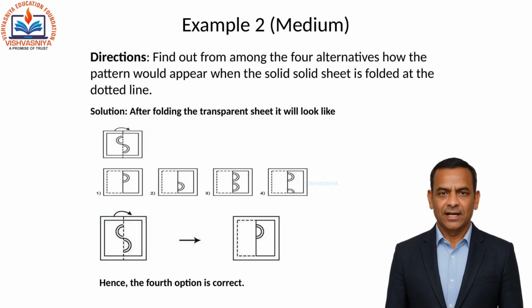Now, let us try a slightly tricky question. A transparent sheet has a pattern. You're asked to fold it horizontally along a dotted line and choose how it looks after folding. Here, after folding, the designs overlap perfectly. Correct answer: fourth option. Tip: for folding questions, focus on matching patterns, not counting cuts.